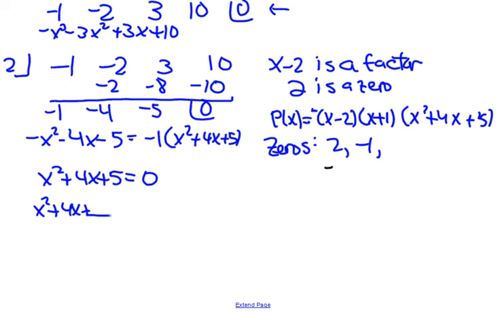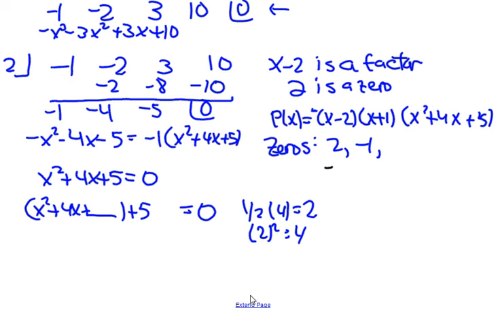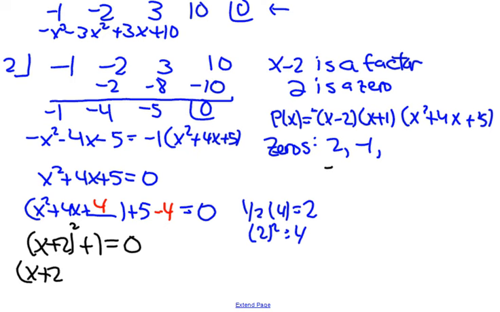So we have x squared plus 4x plus blank plus 5, and I'll leave a little bit of room, is equal to 0. Half of 4 is 2, and 2 squared is 4. So I'm going to put plus 4 and minus 4. Now, x squared plus 4x plus 4 is x plus 2 squared, plus 1 equal to 0. Subtract. Take the square root of both sides. Well, we know the square root of negative 1 is i.